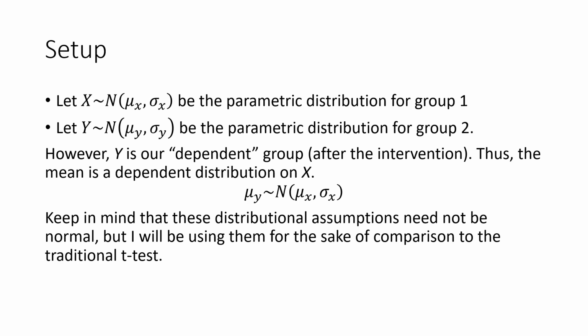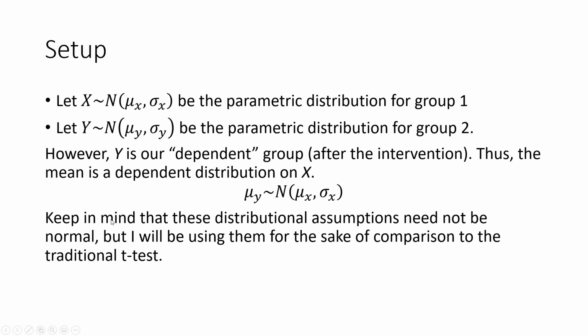So you can think of it this way: we have the group x, and this group x has some distribution, and then we introduce some intervention, like the spicy food. The distribution is initially completely determined by x, and after the intervention it could either shift in location or shift in variance a bit. The point is that the distribution of y is dependent on the distribution of x.